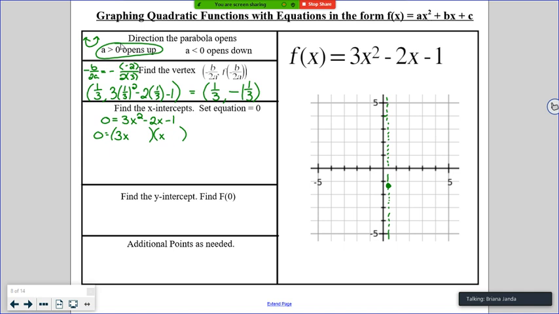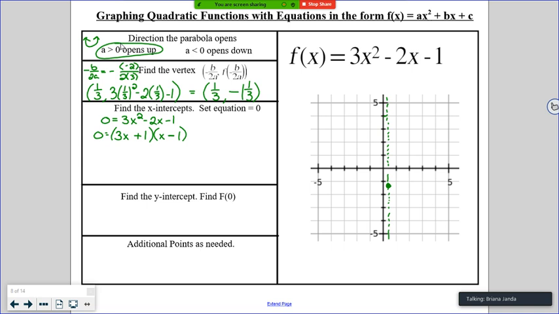My last number times my last number has to give me 1. Well, 1 only has one set of factors, right? 1 times 1. So it has to be a 1 times a 1, and then we just have to play around with the signs. When I multiply this together, I need a negative 2x. And so my options are 3x and 1x. To get a negative 2, I need the 3x to be the negative and the 1x to be the positive. So that's going to give me a negative 3x, a positive 1x, total of negative 2x.